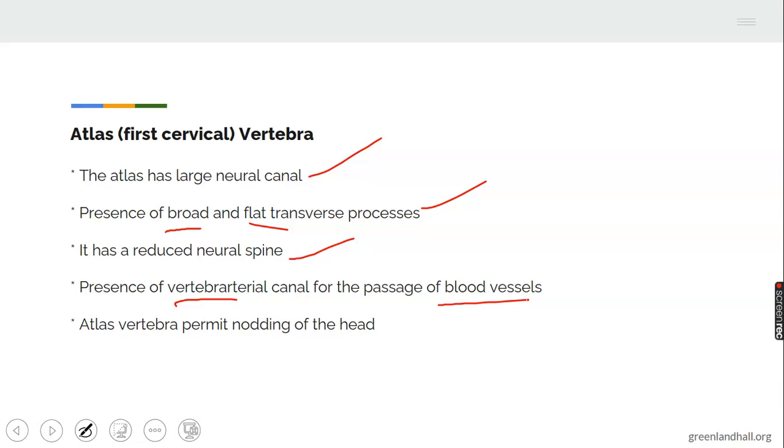The atlas vertebra permits nodding of the head. That's why you nod your head like this. Everybody nod your head. If you are not nodding, it doesn't mean the atlas is not present in your head. So, thank you. Atlas permits nodding of the head.